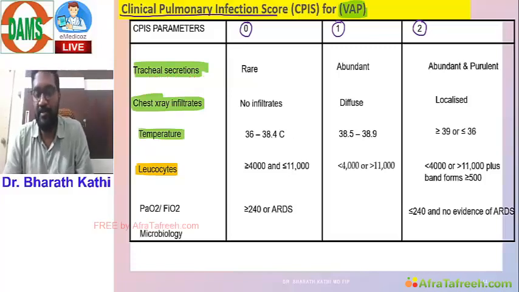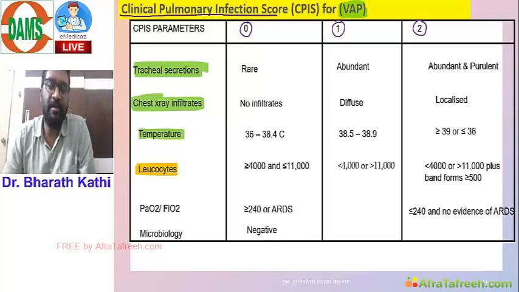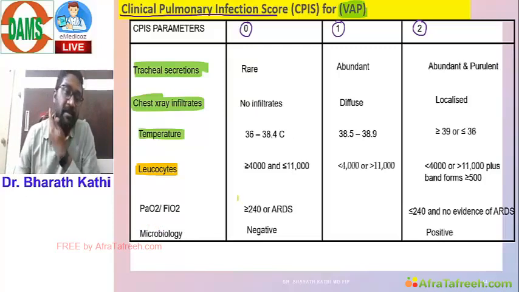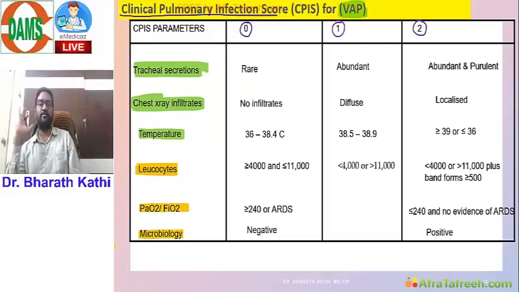Then microbiology. You have collected the secretions, the tracheal aspirate or bronchoalveolar lavage. If it is negative, the chances of ventilator associated pneumonia are less. If it is positive, the chances of ventilator associated pneumonia are high. So these are the parameters that you should take into consideration.